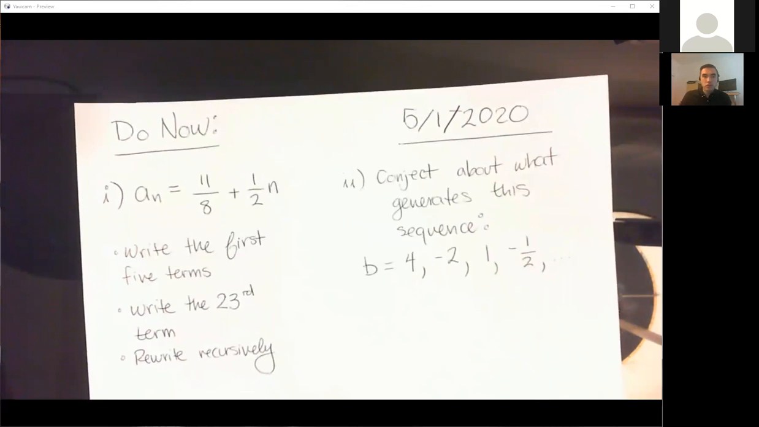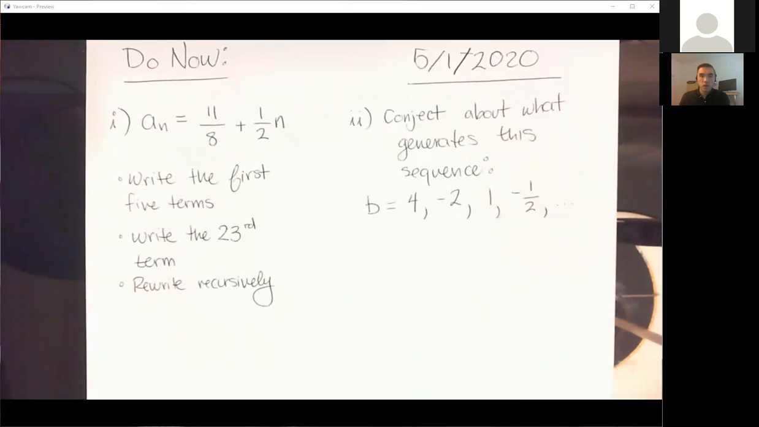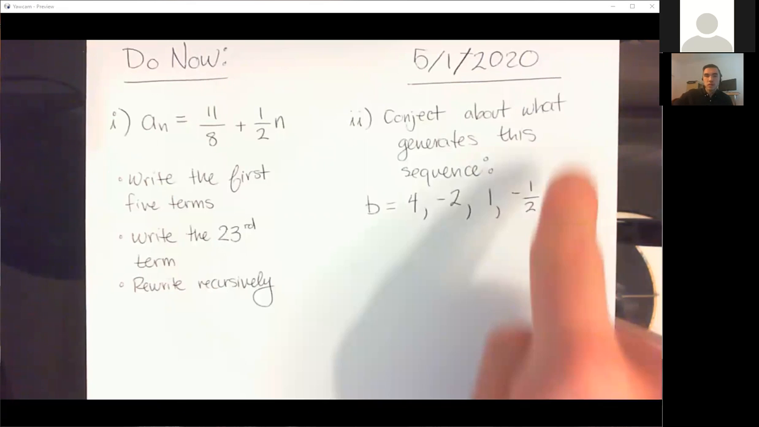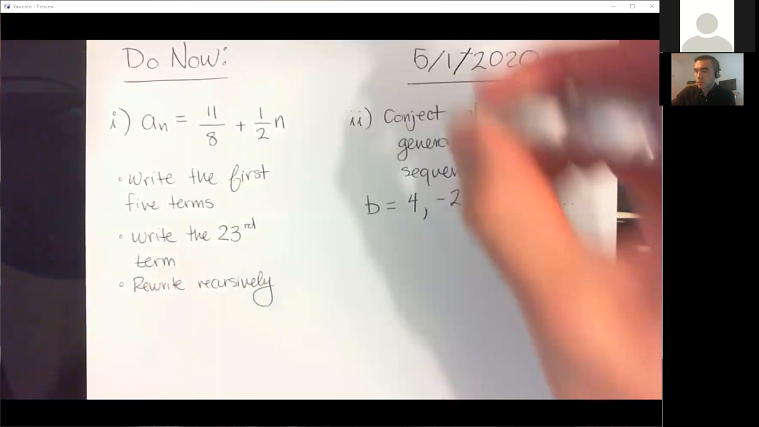And then item number two, make a conjecture. Conjecture about what generates the sequence. So all I mean by that is, take a guess, give me an equation which writes it. You'll all probably get the same equation. But the reason why we don't use the word solve here is what? Why do you think we wouldn't use the phrase solve for the equation which generates the sequence? You can only make an equation for this because you're not solving anything. You're just trying to prove the statement.